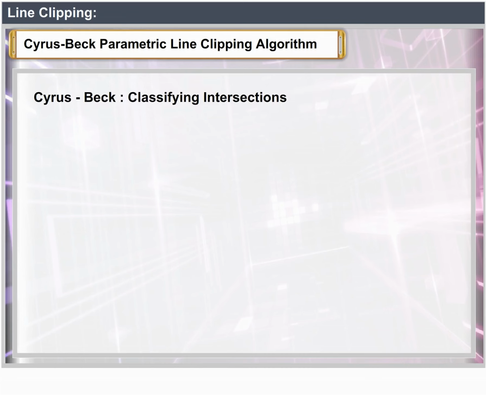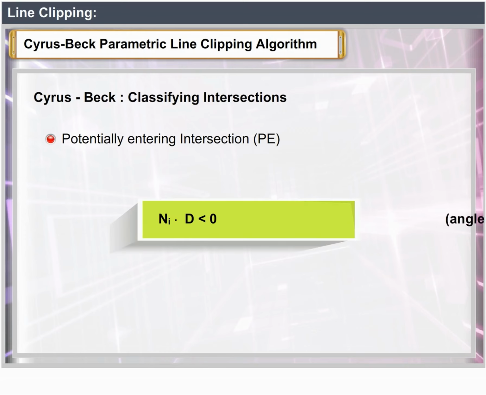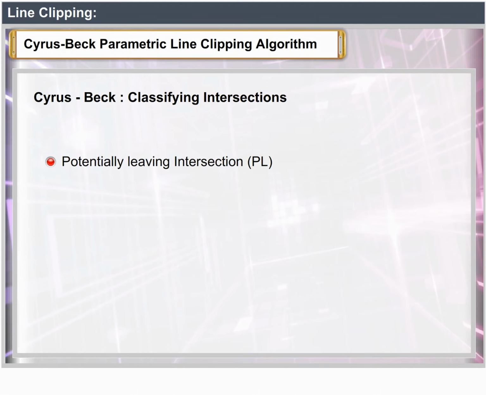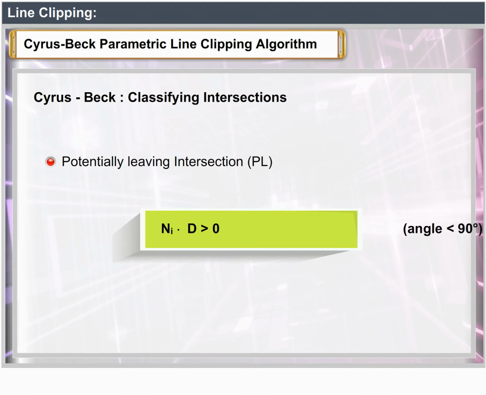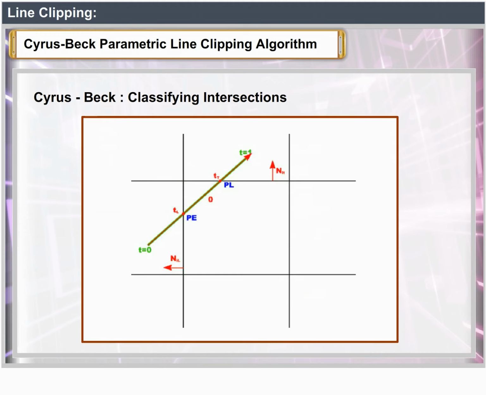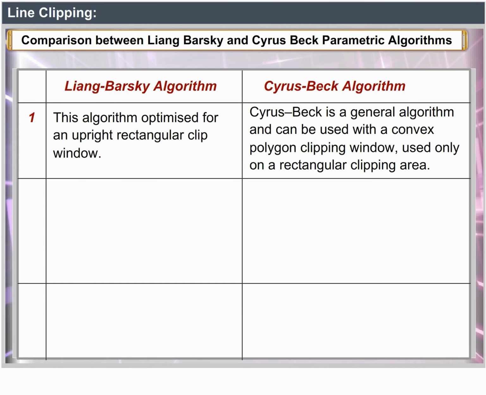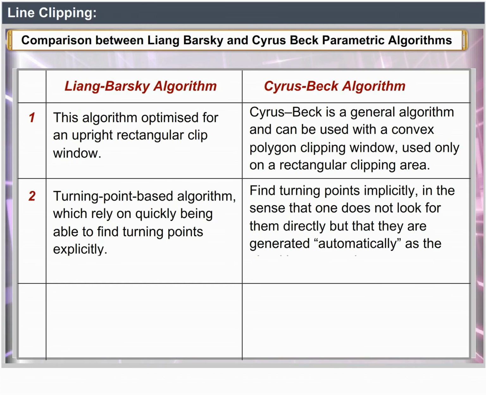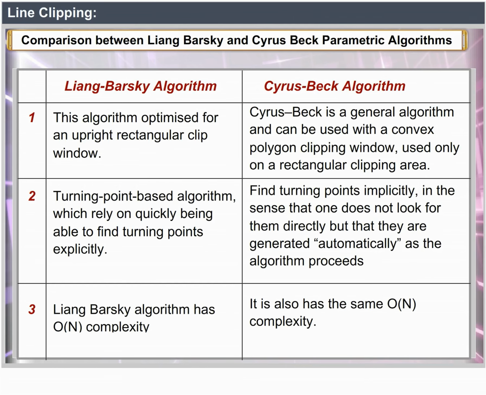Cyrus-Beck classifying intersections. Potentially entering intersection PE: Ni · D less than 0, angle greater than 90 degrees, implies tL. Potentially leaving intersection PL: Ni · D is greater than 0, angle less than 90 degrees, implies tT. Comparison between Liang-Barsky and Cyrus-Beck parametric algorithms is shown in this table.